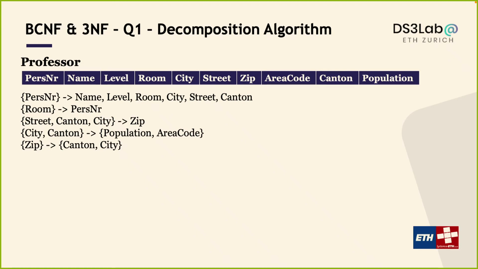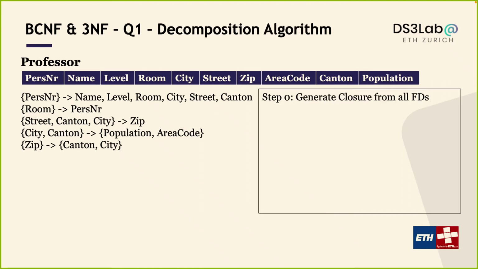So if you run the algorithm, the first thing to check is you try to find candidate keys. Okay. So the way to do it is you generate the closure, and then you try to find all the keys in this relation. In this case, personnel number is a candidate key. And also the room is a candidate key, because once you know the room, you know the professor. Once you know the professor, you know everything else, right? So there are actually two candidate keys in this relation, either the personnel number or the room.